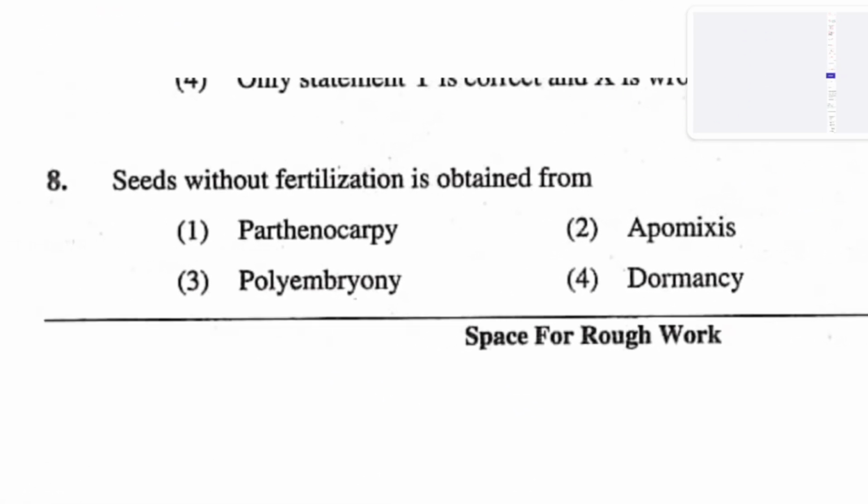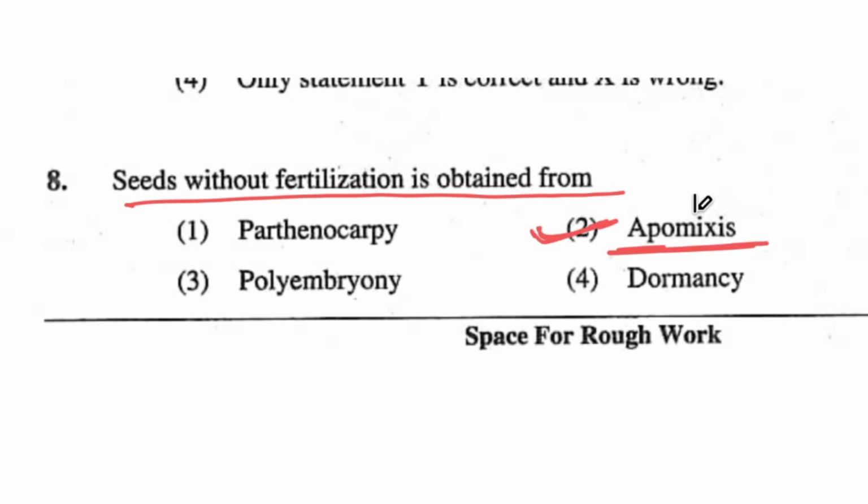The next question. Seeds without fertilization is obtained from, or this process is nothing but apomixis. Parthenocarpy, fruits formed without fertilization. Polyembryony, more than one embryo, that is polyembryony. Dormancy, the seed will remain inactive, or the seed will not show any activity, that will be considered as dormancy. Here the seeds without fertilization is nothing but apomixis.